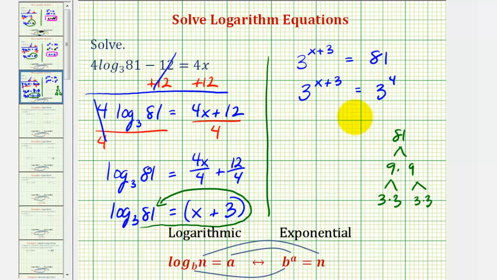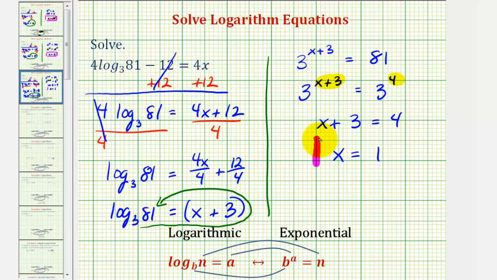Now if these are equal and the bases are the same, the exponents must be equal, which means x plus 3 must equal 4. And if x plus 3 is equal to 4, of course we would subtract 3 on both sides. x is equal to positive 1. So this is one way that we could solve this log equation, but I also want to show another way that we can solve this log equation.